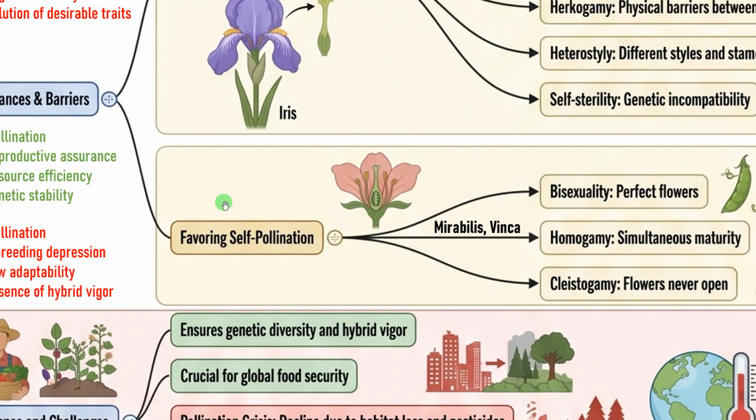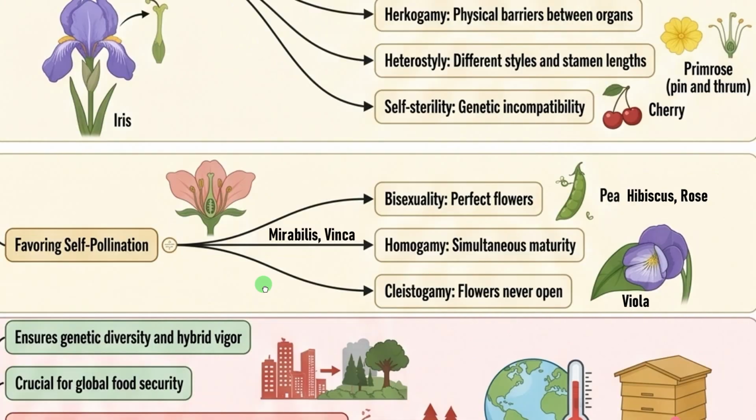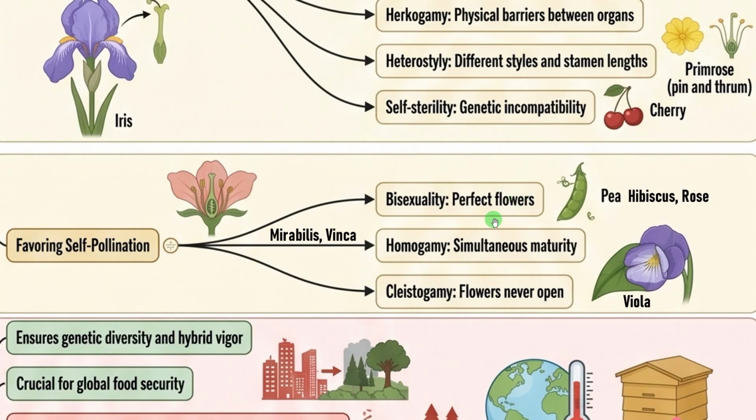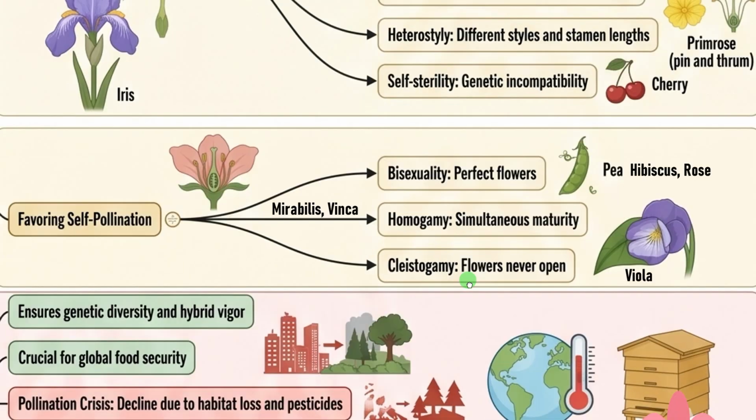Now let us see the factors that favor self-pollination. There is bisexuality, that is perfect flowers with both male and female parts, as in pea, hibiscus, rose, etc. So that favors self-pollination. There is homogamy, simultaneous maturity of both male and female reproductive structures, stamens and carpels, as in mirabilis, four o'clock plant, or vinca rosea, that is Madagascar periwinkle. Or cleistogamous flowers, we have already discussed. Flowers never open, or closed flowers, that ensures self-pollination or selfing, as in viola.